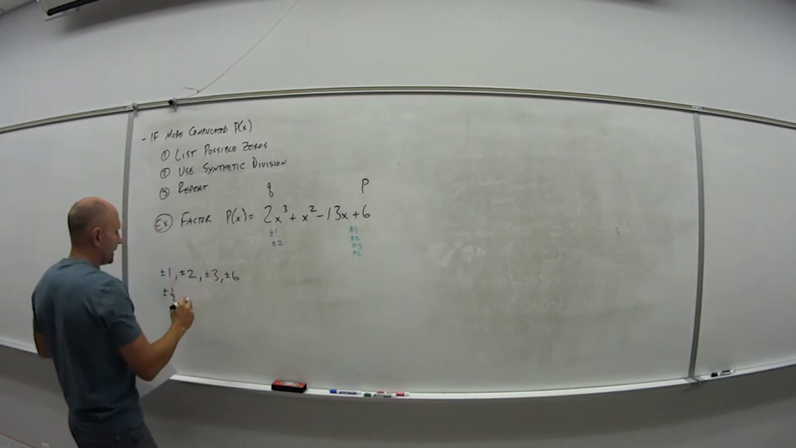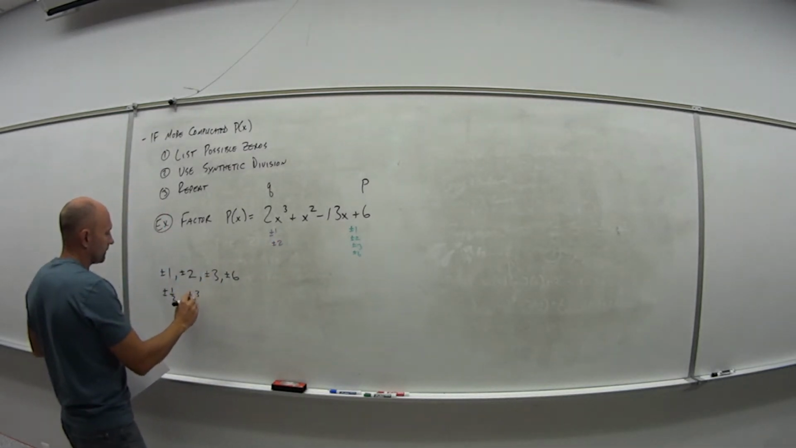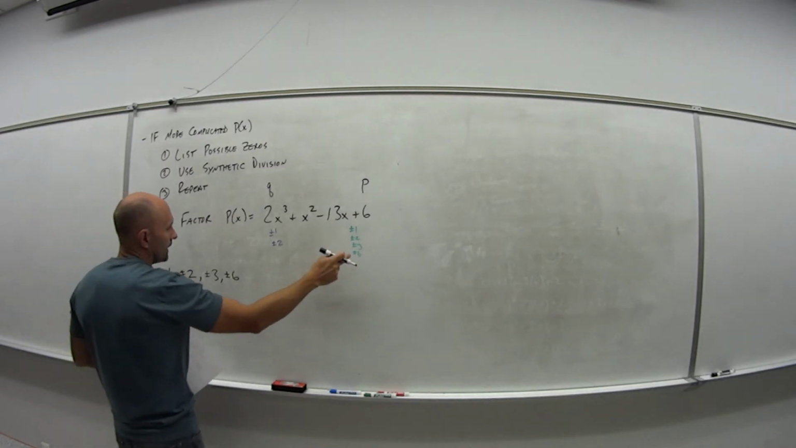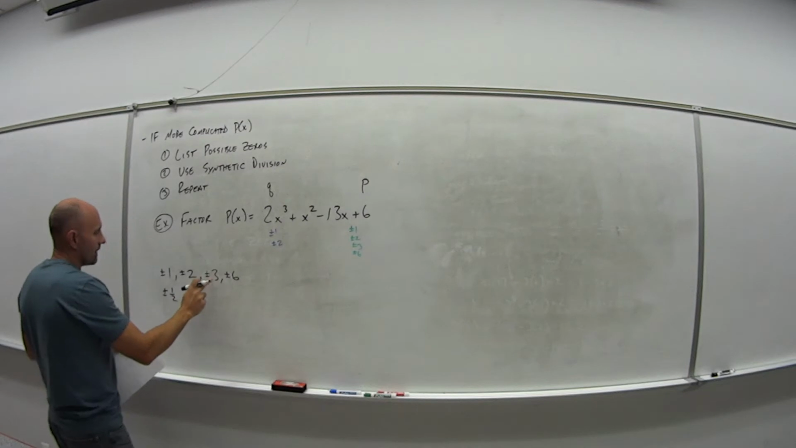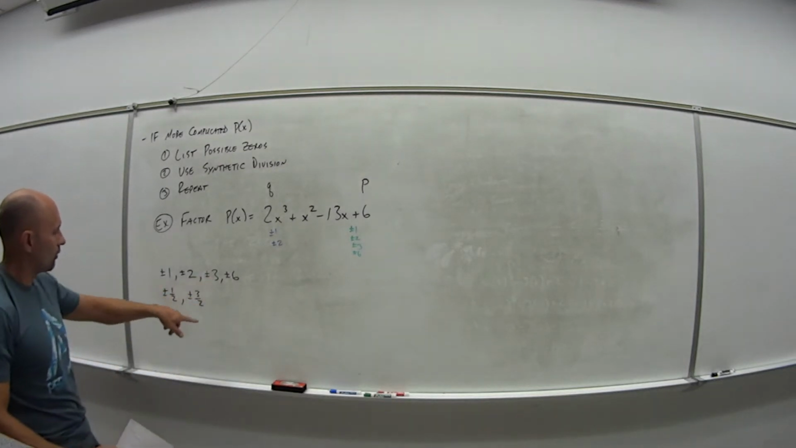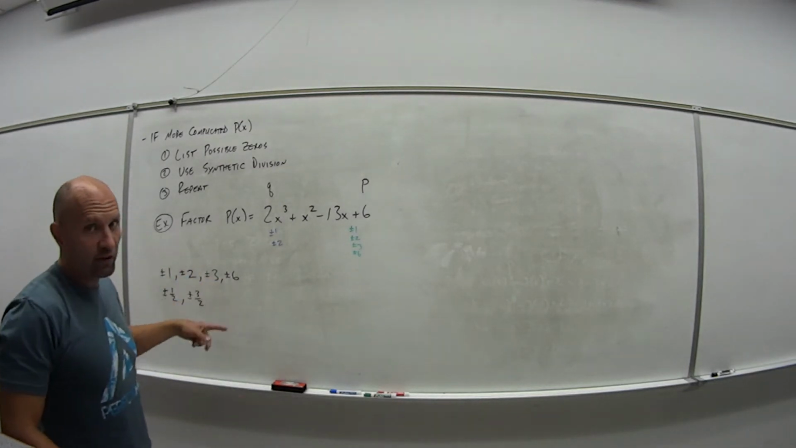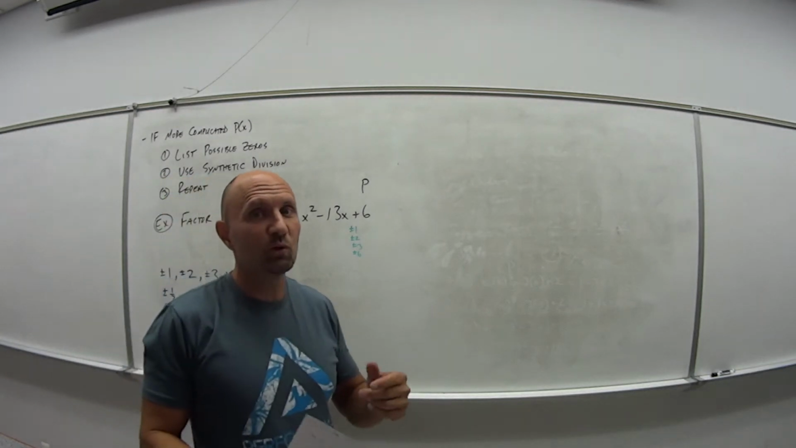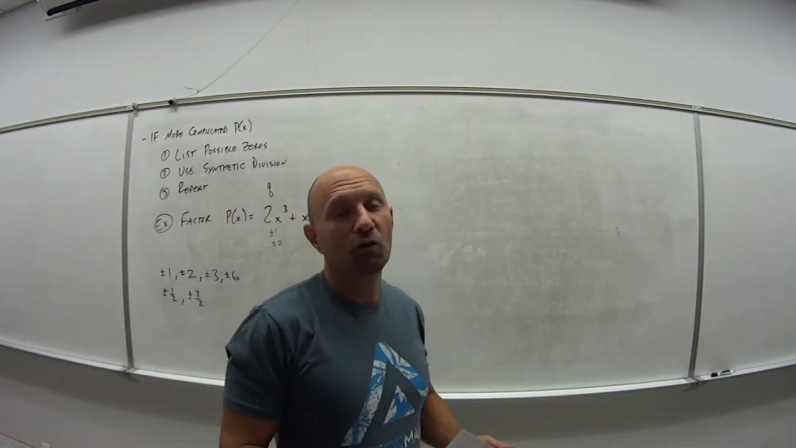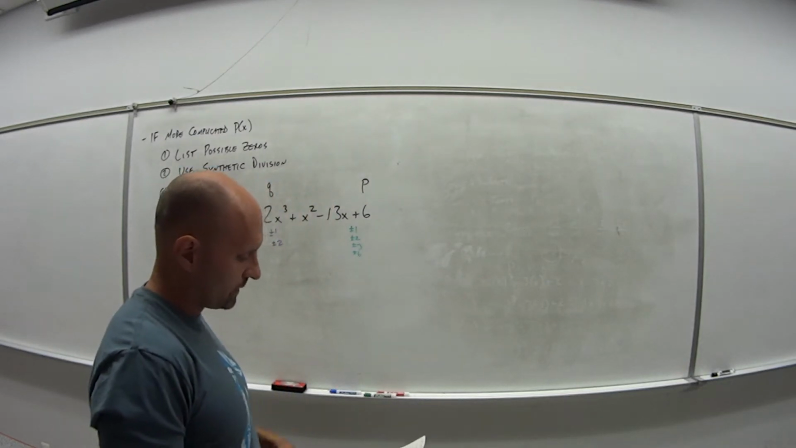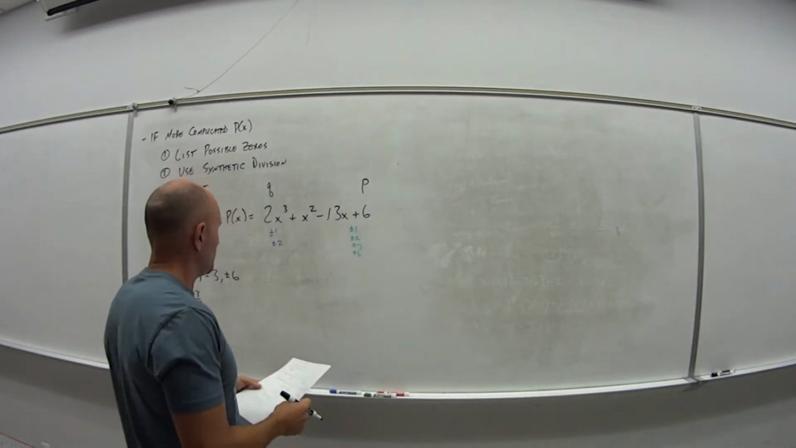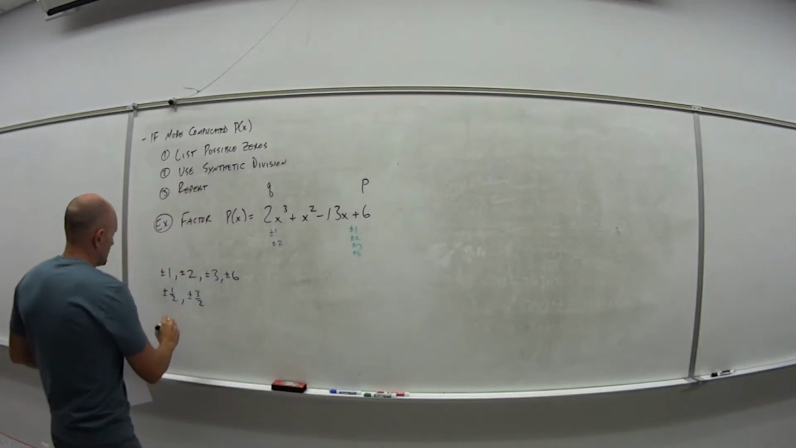And then plus or minus 3 halves. And then plus or minus 6 over 2. 6 divided by 2 is 3. That was already picked up in our first row. So I have 6 numbers, plus and minus, which is 12. I don't want to do remainder theorem with 12 different numbers. So what I'm going to do, let's also look at our sign change.